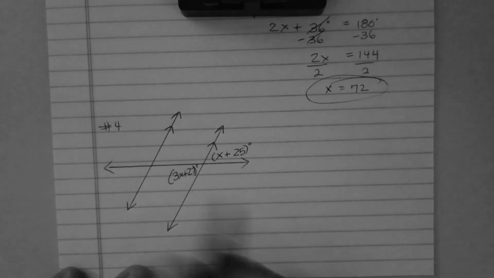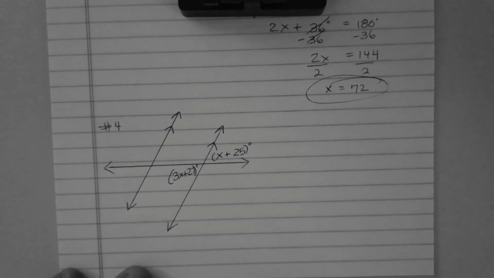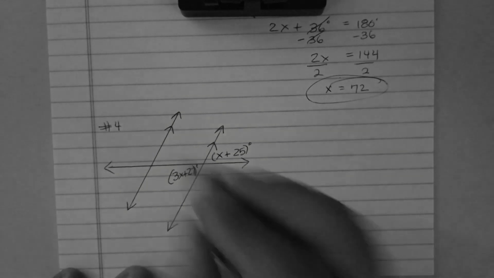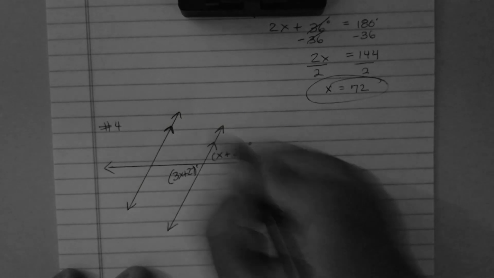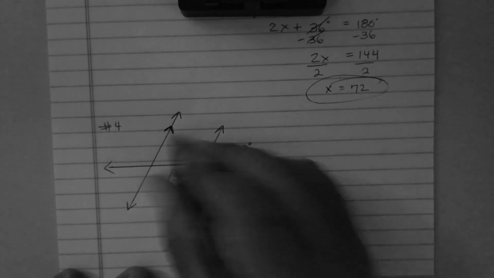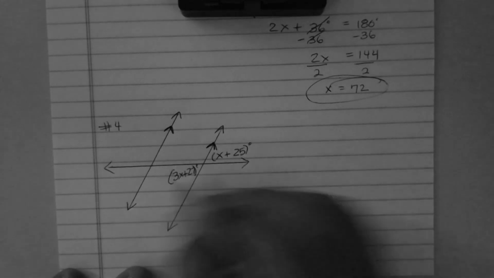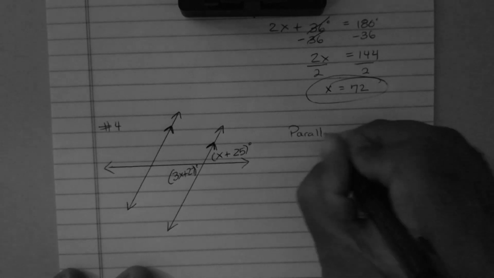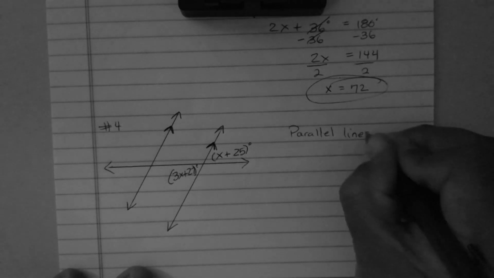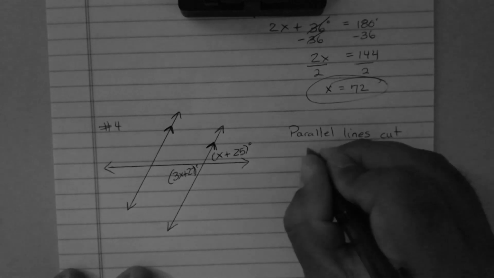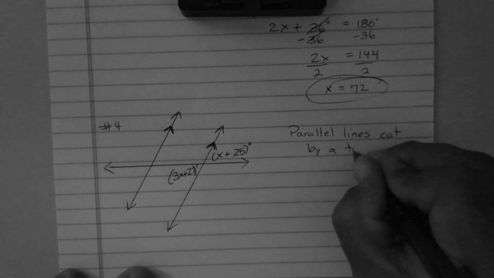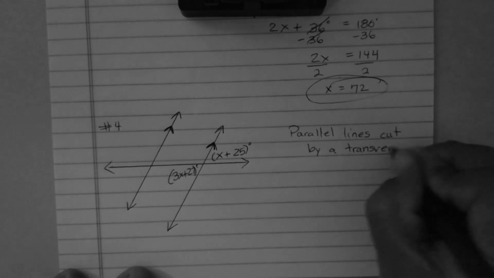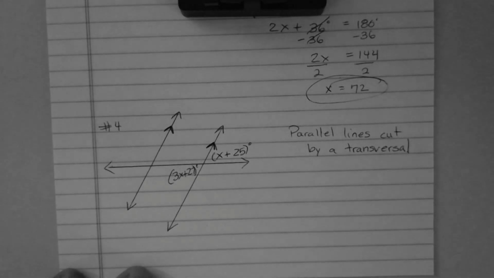First things first, guys. What do we have here? What is this called? How do you know it's parallel lines? You see these two little marks right here? If it has those two little marks, that means these two lines are parallel. So this is a special name. It's actually called parallel lines cut by a transversal. You will see that in geometry. Parallel lines cut by a transversal.